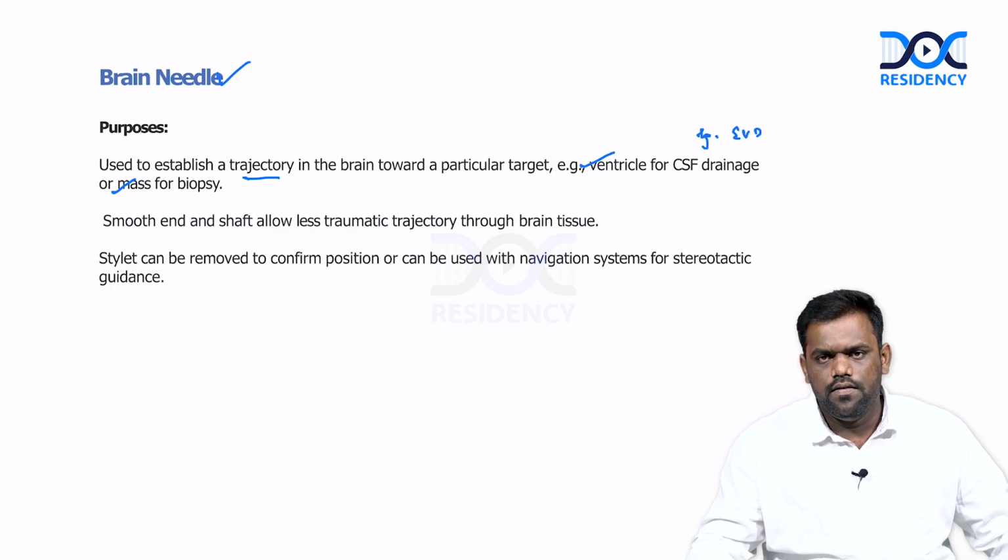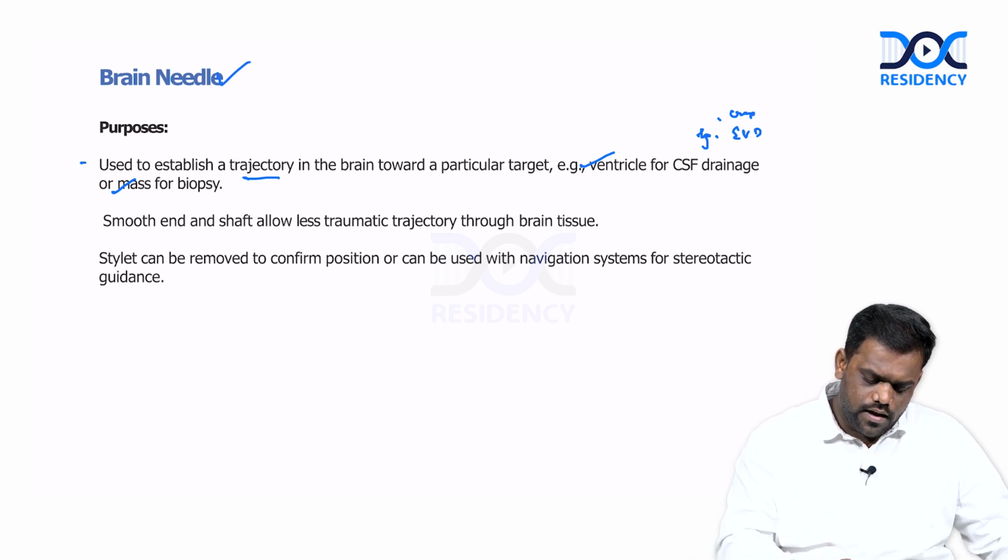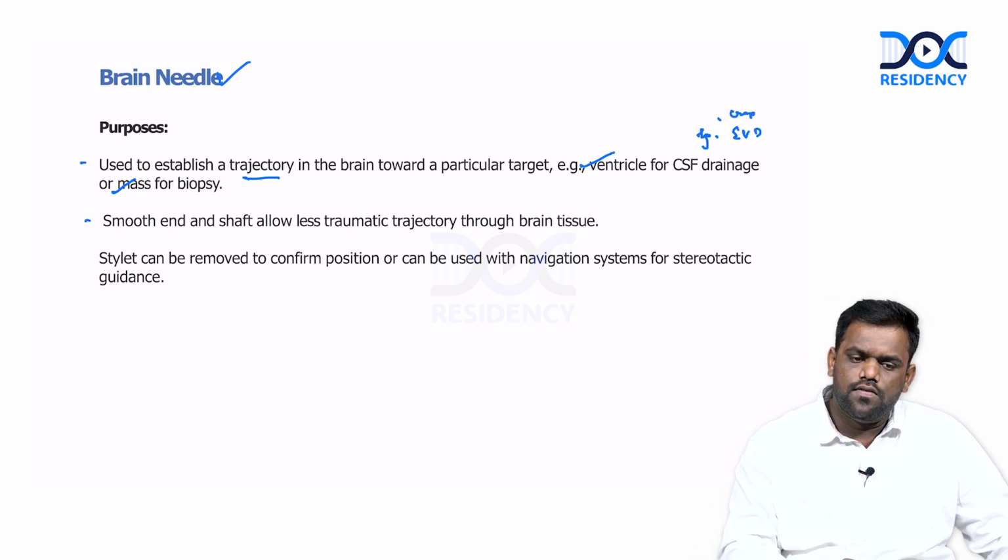And when you are doing a VP shunt, you have to put the cranial end of the VP shunt, to make sure we are reaching the ventricle by using this brain needle. We also use it to take a biopsy from a mass. The other use is that it has a smooth end. The smooth end and the shaft allow a less traumatic trajectory through the brain tissue.